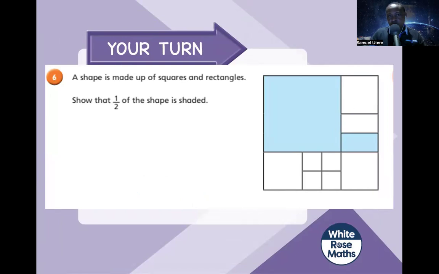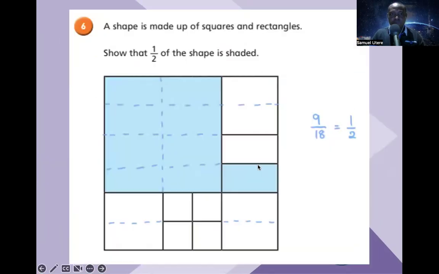Assuming you've paused the video and you've answered question 6, here are the answers. Let's discuss them. Here, a shape is made up of squares and rectangles. Show that half of the shape is shaded. So this is almost like the example we did in this lesson. So you're going to have to make all parts of the shape equal sizes so that you can then count and see whether half is shaded.